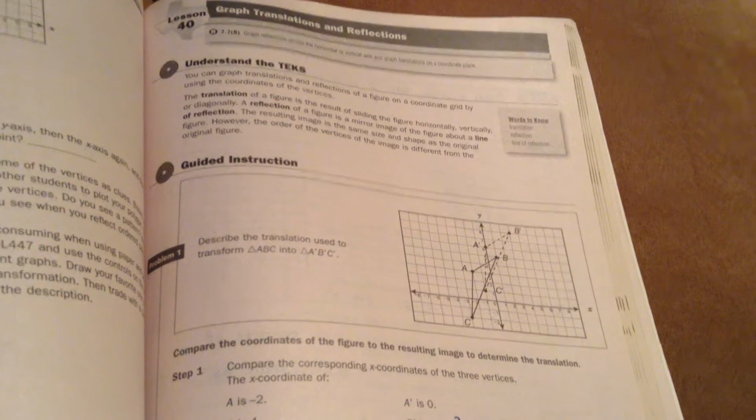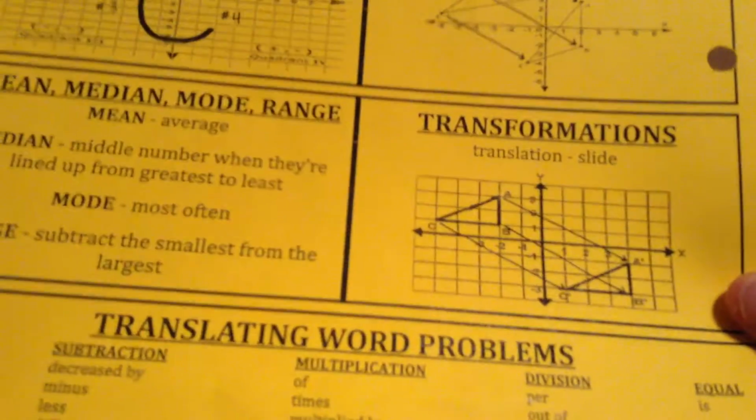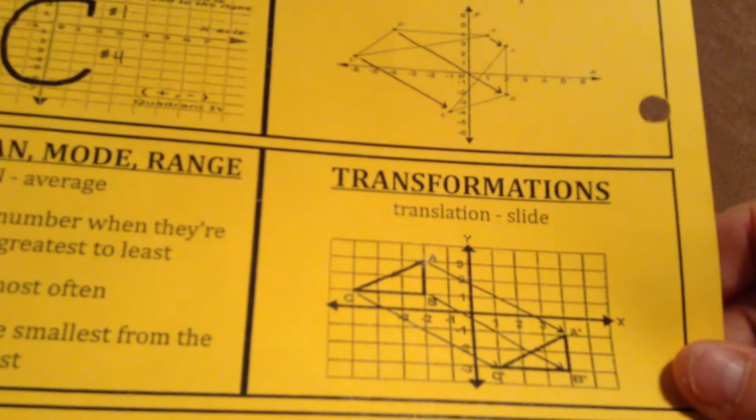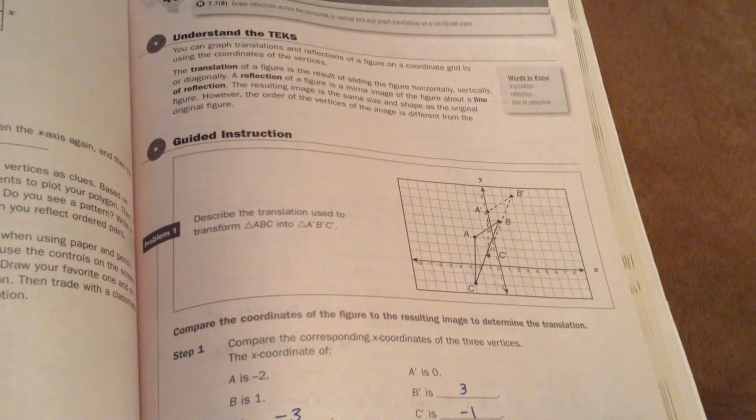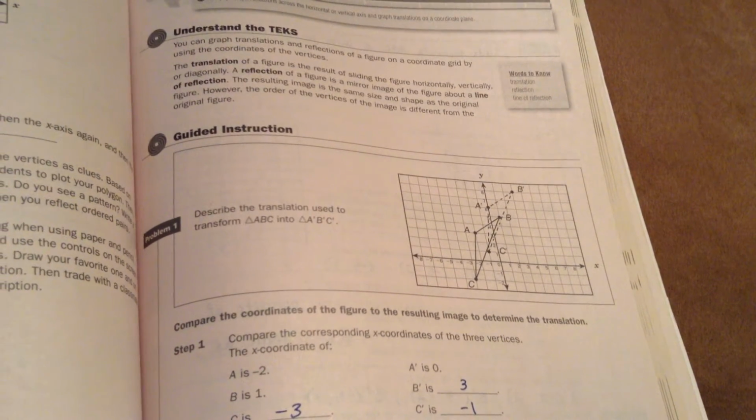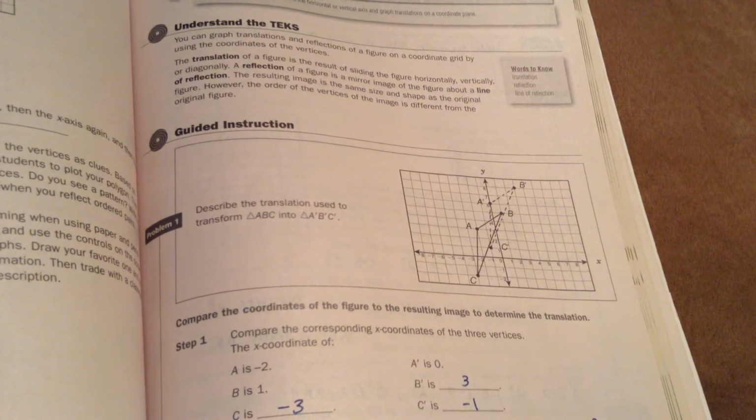Lesson 40 is over graphing translations and reflections. And we're going to use these again: the rotation, reflection, and the slide, the translation. And those are on our legacy charts. The translation of a figure is the result of sliding the figure horizontally, vertically, or diagonally. And a reflection of a figure is a mirror image of the figure about a line of reflection.